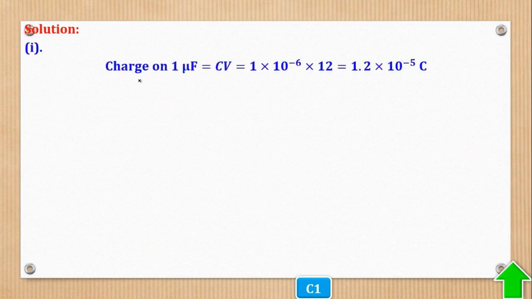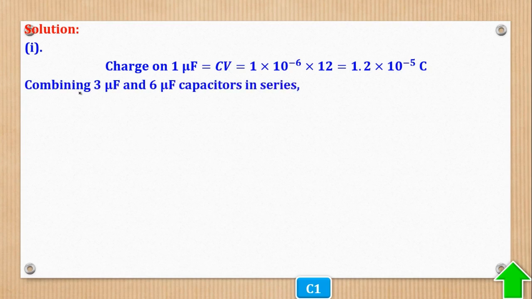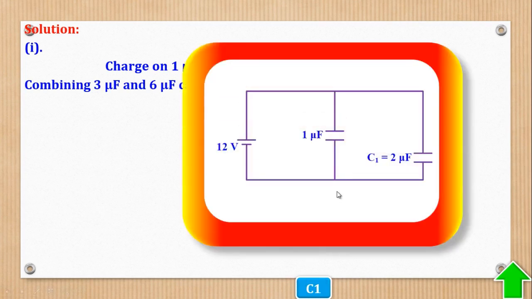So you come out that the charge on 1 microfarad is equal to the capacitance, which is 1 microfarad, and the PD across that 1 microfarad, which is 12, to give you this as the charge. For these other two, we have to first combine them. So when I combine these in series, I'll use the method of product over sum to give you 2 microfarad. So when I combine the two, I'm going to come up with this.